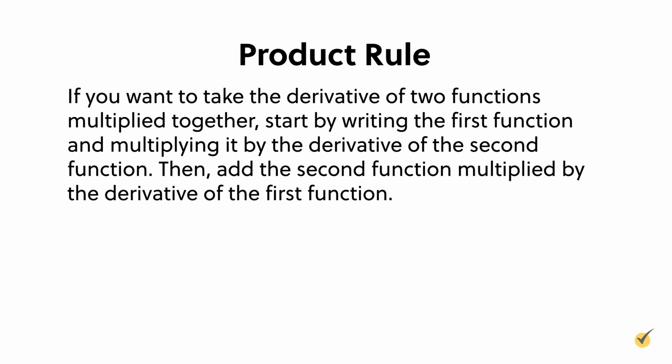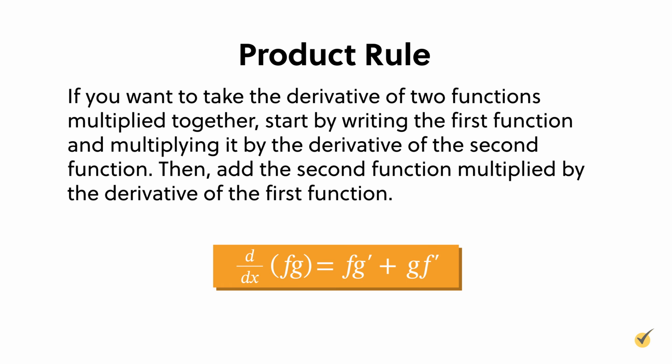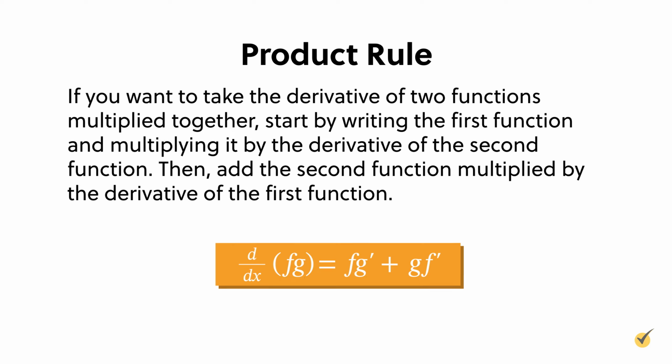Mathematicians write the product rule in this generalized form. The derivative of f times g is equal to f times g prime plus g times f prime, where f and g are two things being multiplied together, and f prime and g prime are their respective derivatives. Let's try some examples of using the product rule.